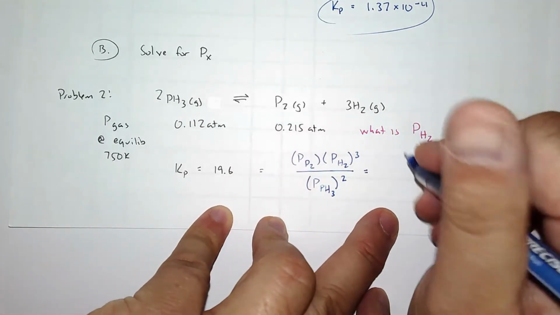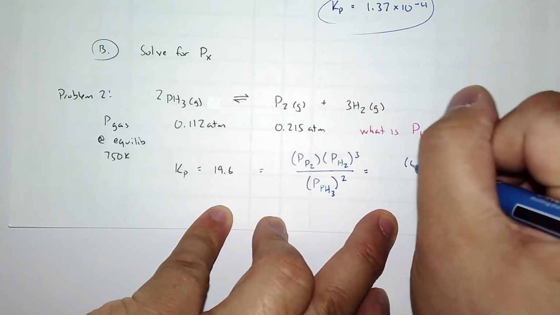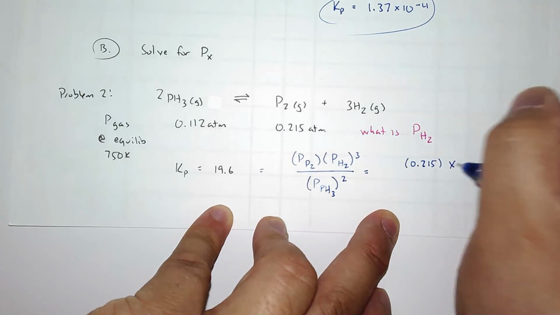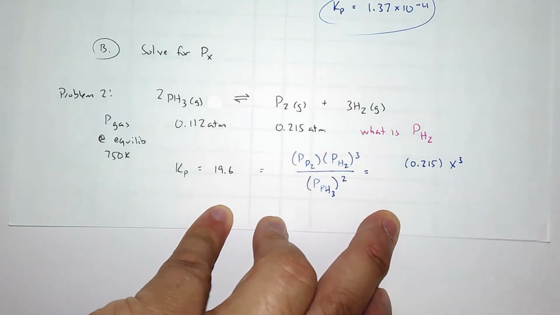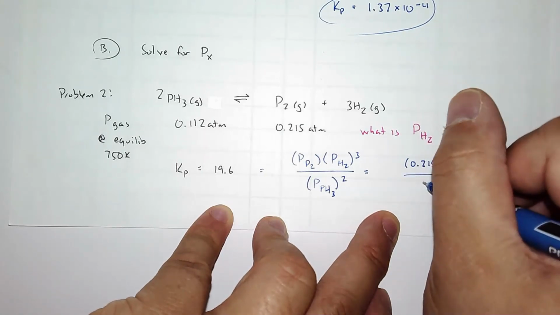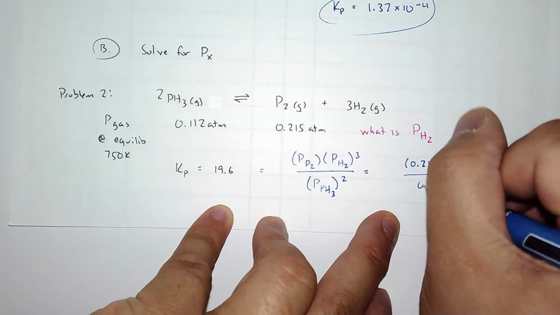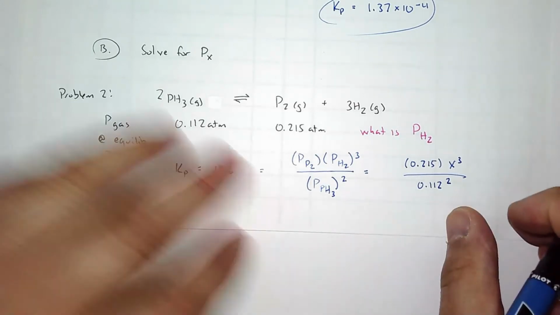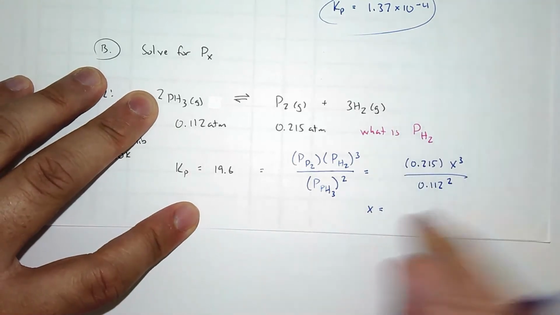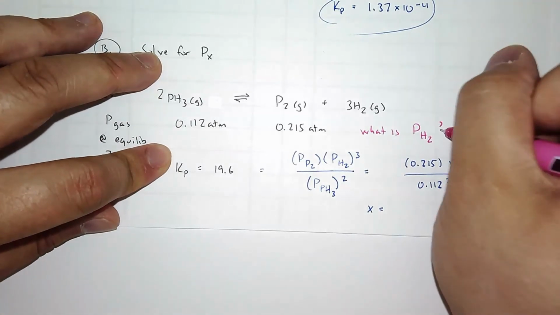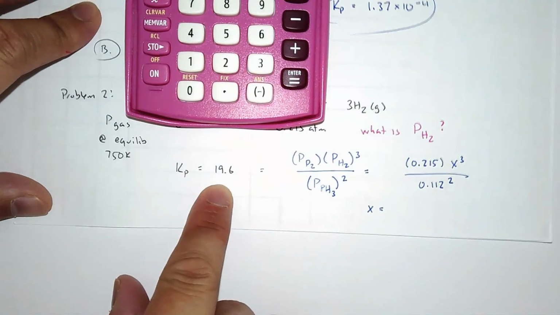I'm running out of room. 0.215, and we'll simplify this to x cubed, right? X is the partial pressure of H2, and then 0.112 squared. When we get x, x is that answer. How would I do this? Don't forget we have 19.6 on the left.